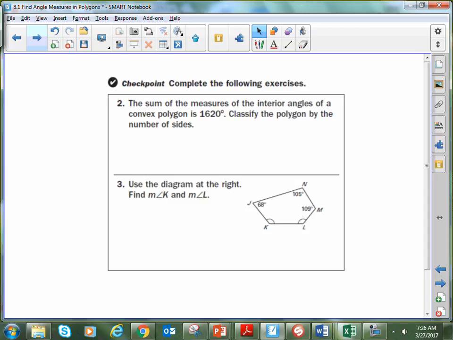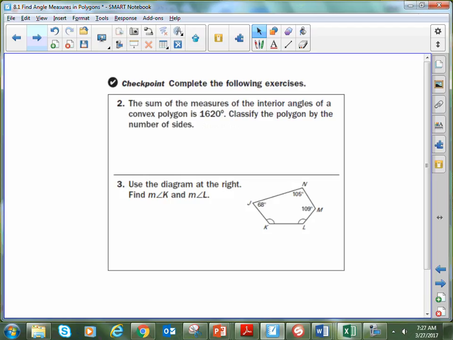So here, examples 2 and 3, kind of what we saw a second ago. We're given the sum of the interior angles now and asked how many sides it has. And using the fact that there are so many degrees inside of a particular polygon, can you find the missing angles K and L in problem 3? So go ahead and work these two problems out, and when you're done, hit play again.